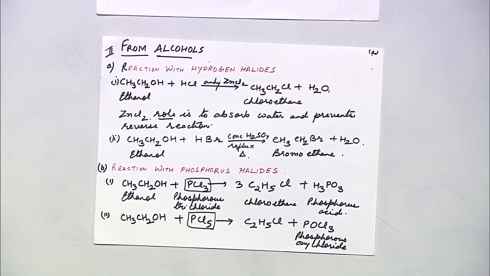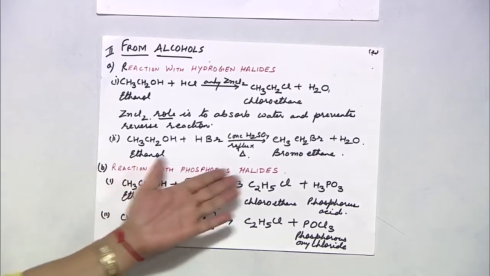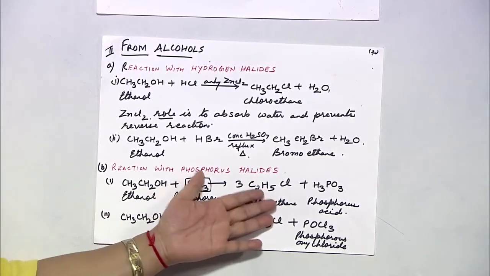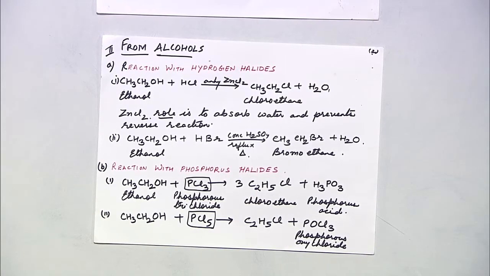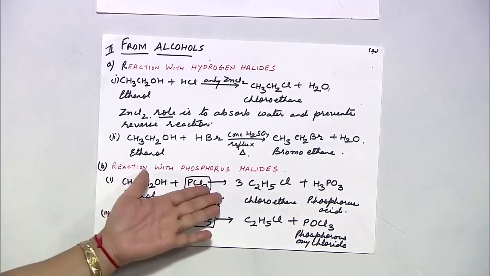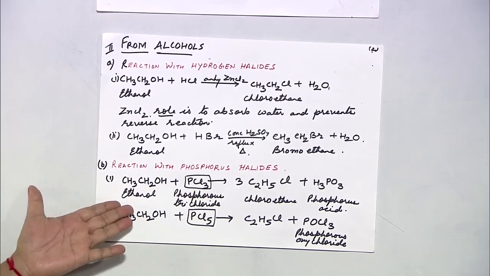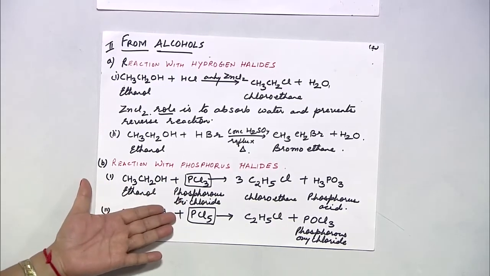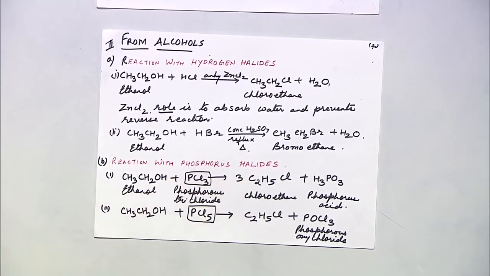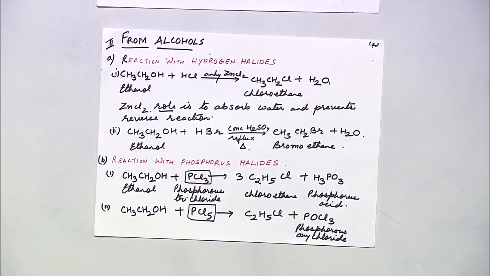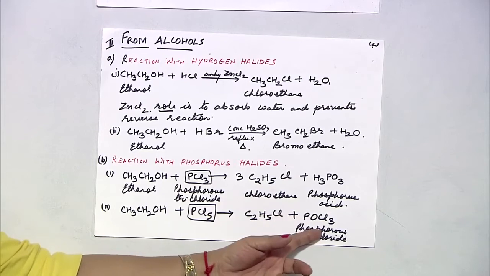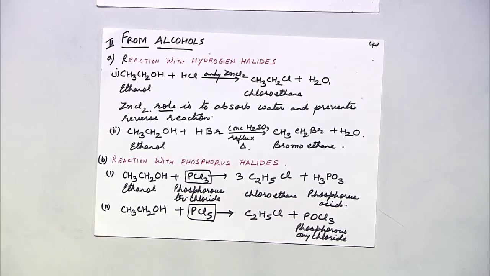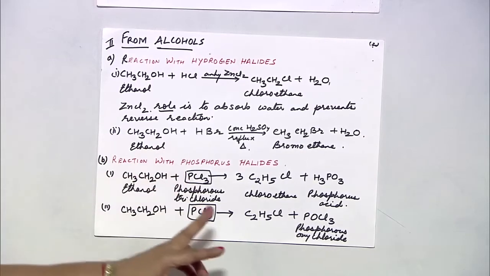You can also prepare haloalkanes from reaction with phosphorus halides. When I am talking of phosphorus halides, it is PCl3 as well as PCl5. The important thing to note is that one product will be haloalkane. For example, ethanol reacting with PCl3, phosphorus trichloride, gives chloroethane, but the other product here is phosphorous acid, H3PO3. And if you react alcohol with PCl5, you get chloroethane, but the other product varies here, which is POCl3, phosphorus oxychloride. If you write the reverse, it will be wrong.